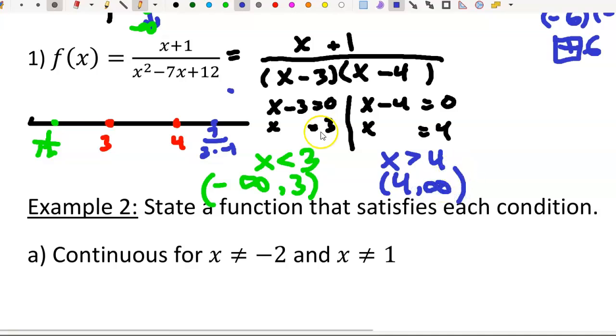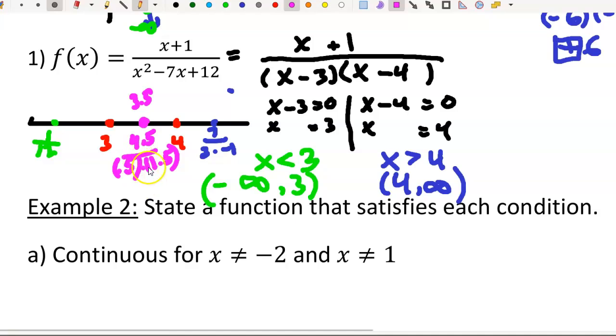There we go. And just for kicks, go ahead and check something in the middle here. What's between 3 and 4? You can choose the middle, like 3.5. And you can check that. So 3.5 plus 1 is 4.5. And I plug in 3.5 minus 3 is going to be 0.5. 3.5 minus 4 is going to be negative 0.5. So I get a positive number here. I get a full number here. That means there's an answer.